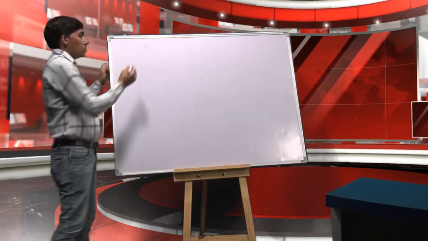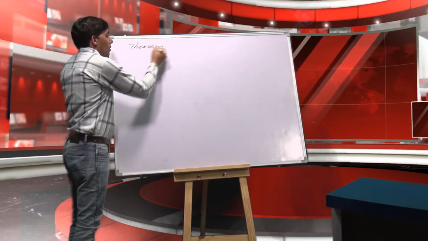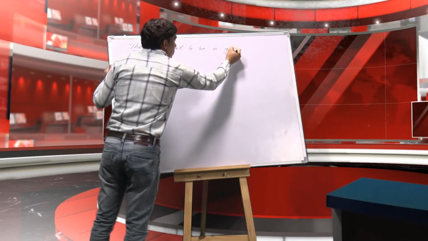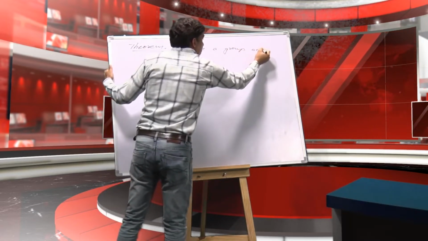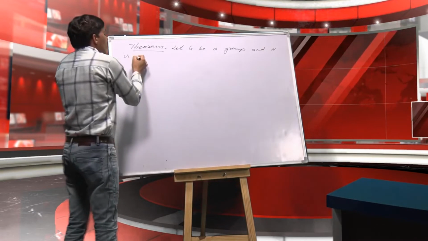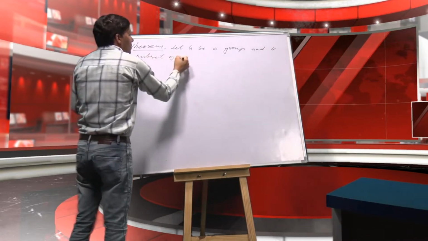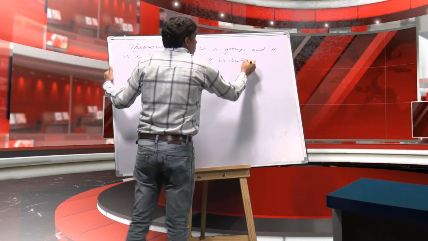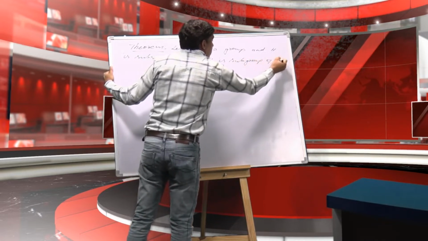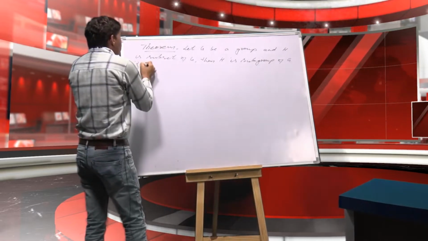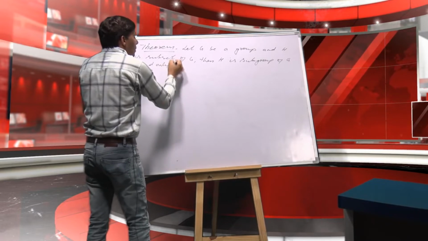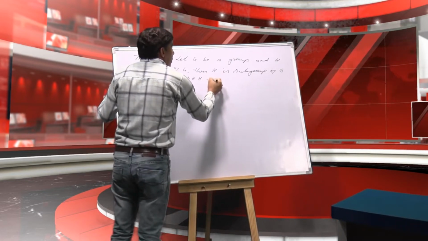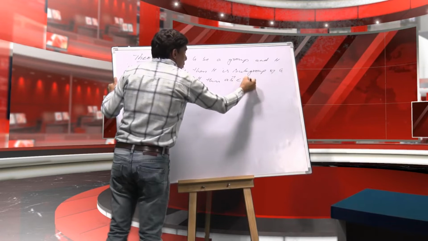Yes, sir. So, the theorem: let G be a group and H a subset of G. Then H is a subgroup of G if and only if, for any a, b belonging to H, a b inverse belongs to H.